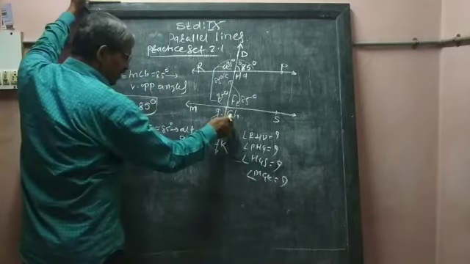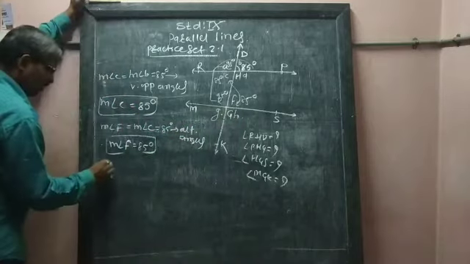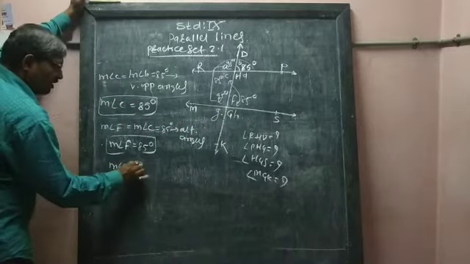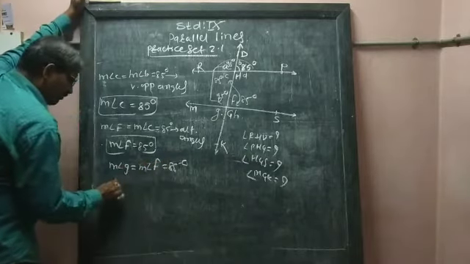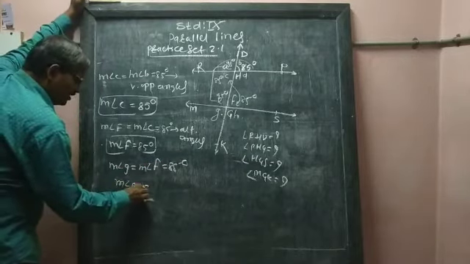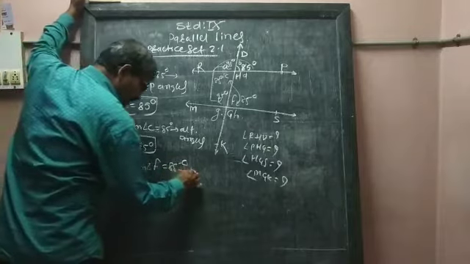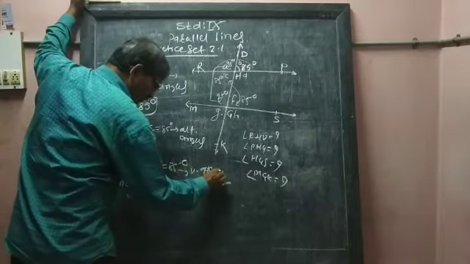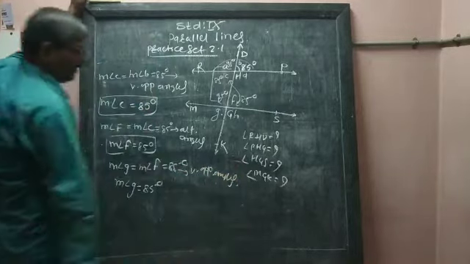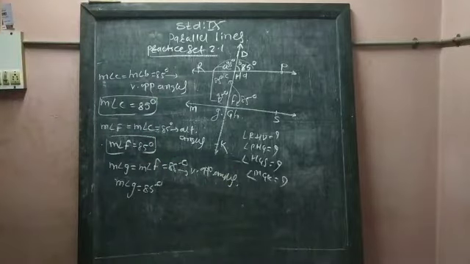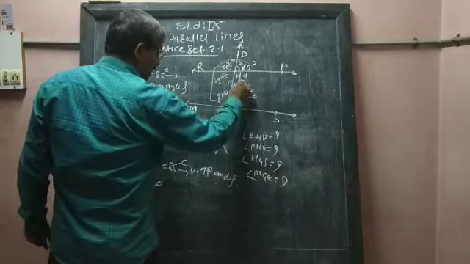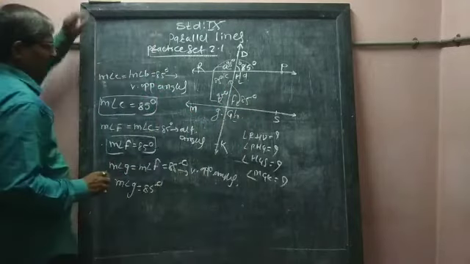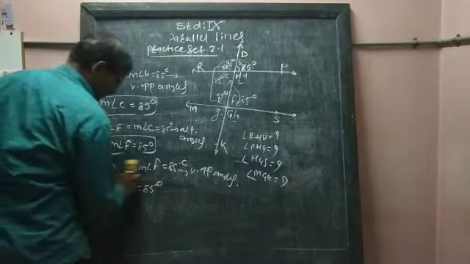Now to find G and H: F and G, measure of angle G is equal to measure of angle F, which is 85. Therefore, measure of angle G is equal to 85. What is the reason? Vertically opposite angles. Now which angle remains? Check. Here D is H, this is capital H and small h.